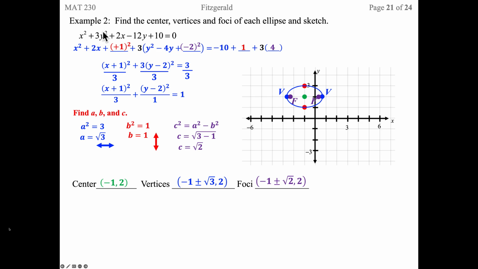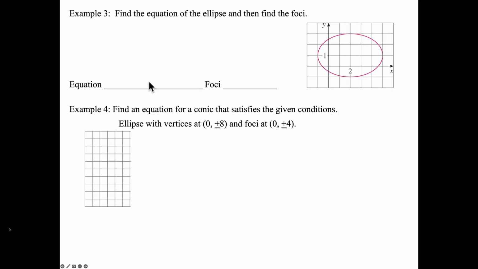So again, make sure you're ready for completing the square on the test. Example 3, find the equation of the ellipse from the given graph. Okay, so what we need to do here, it's more horizontally stretched. So the x minus h binomial squared has to be over the a squared.